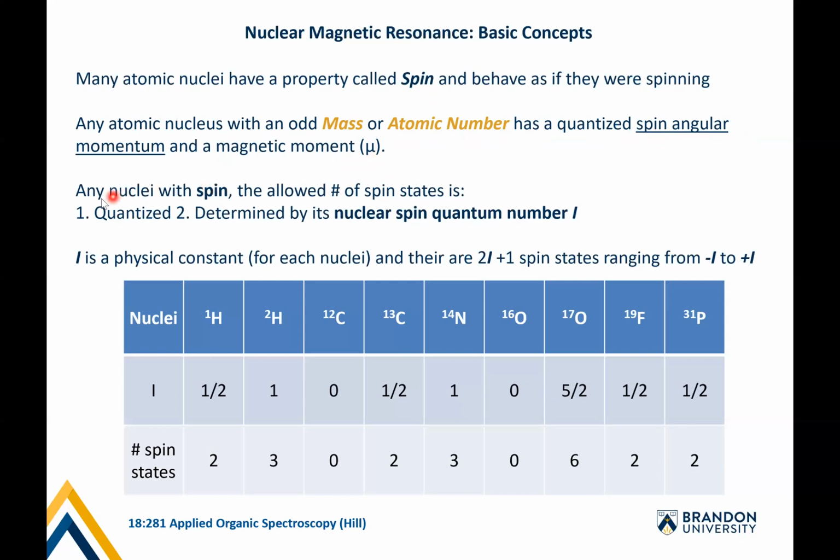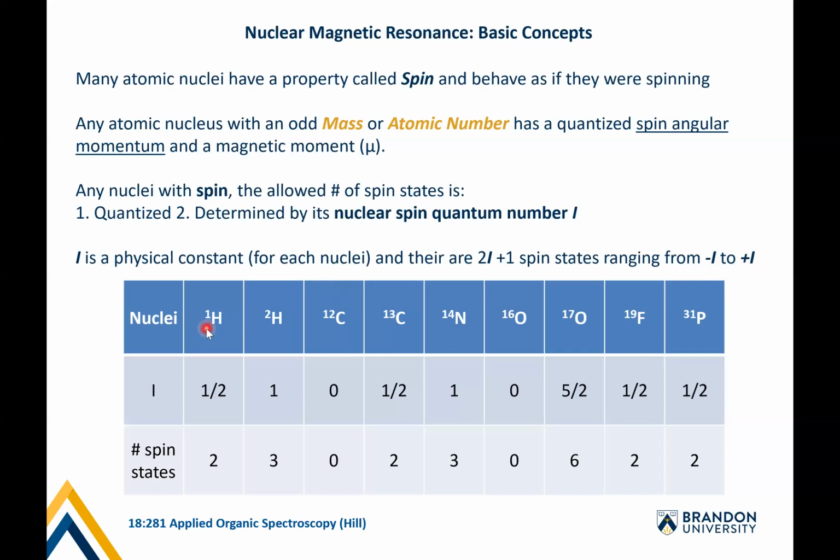And so any nuclei with spin is allowed to have a certain number of spin states. And so these spin states, first thing is they're quantized, so they're discrete. And it's determined by their nuclear spin quantum number, this letter I. And so basically this is a physical constant for each nuclei. And the number of spin states is 2I plus 1. So this is going to appear as a series from minus I to plus I.